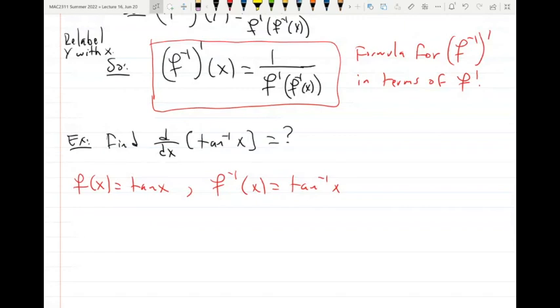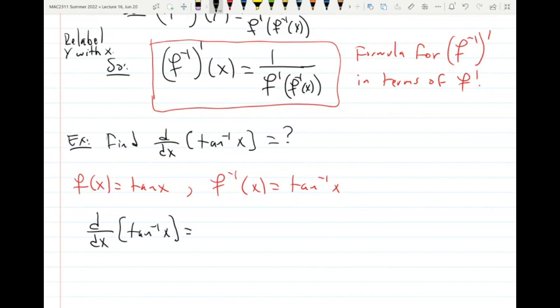So the derivative of the inverse tangent, and next time I'm going to show you an alternative way, which is what I prefer to find the derivative of an inverse function. But you need to know this formula, so let me just give it to you. That means the derivative of the inverse tangent is going to be equal to 1 over f prime evaluated at f inverse. So f inverse would be inverse tangent of x, right?